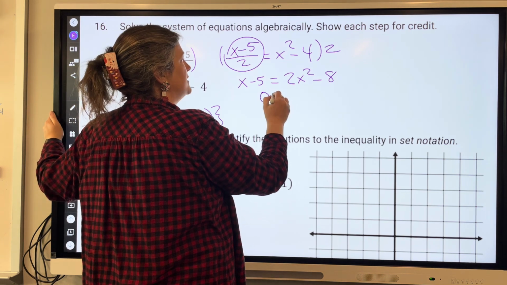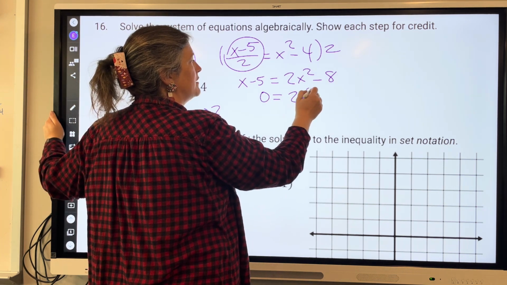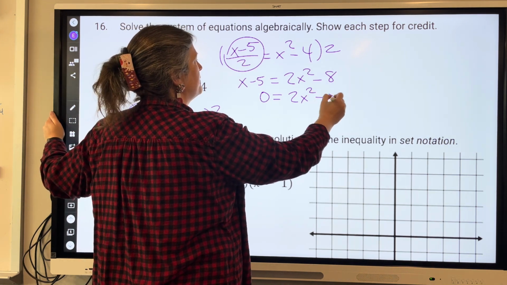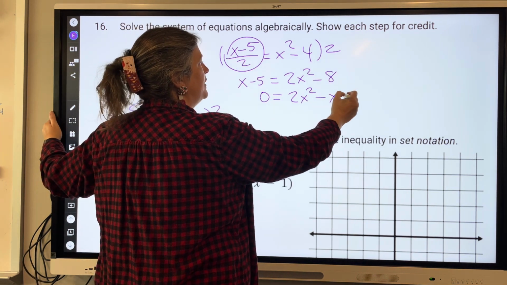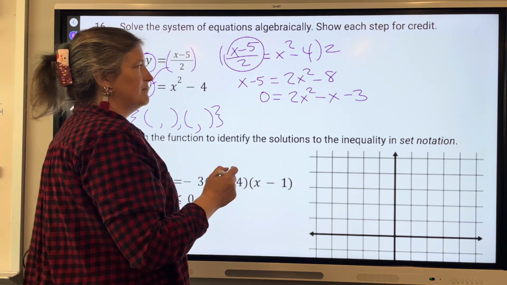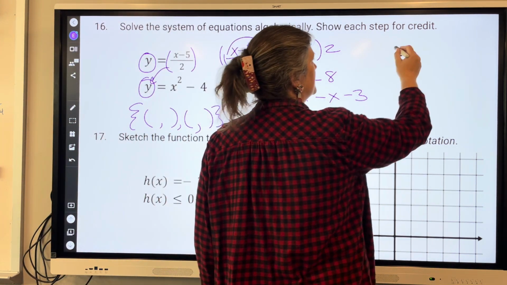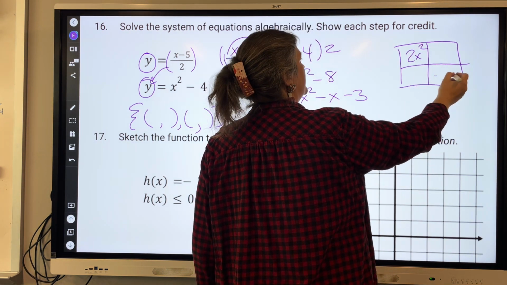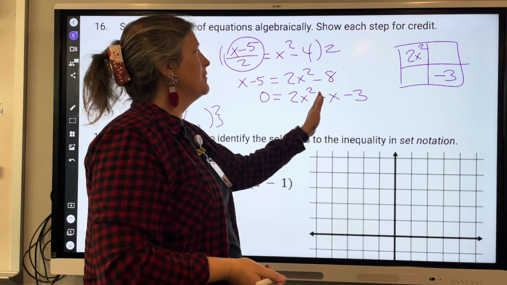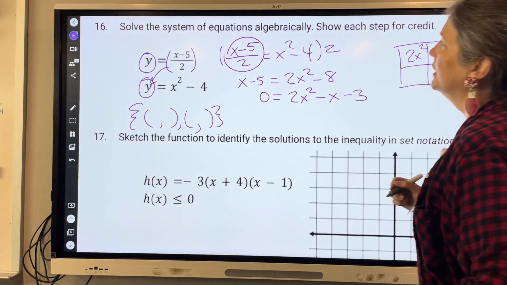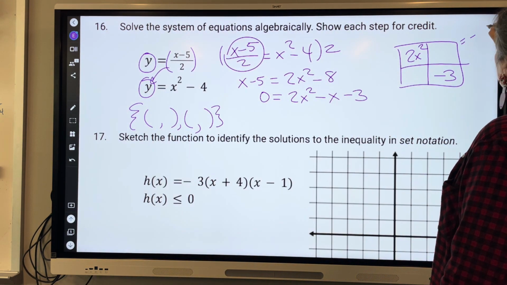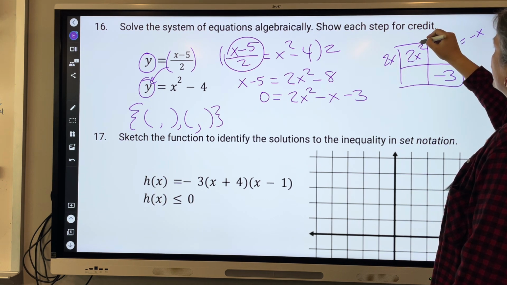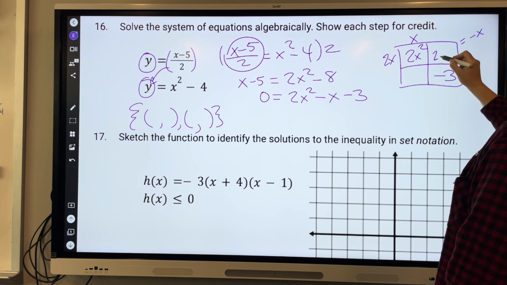So then I'm going to try and get 0 on one side. Since my x squared is already positive over here, I'm going to keep it positive. I'm going to subtract my x and then add my 5, and I get 2x squared minus x minus 3. So now I'm going to try and box it, see if I can factor 2x squared and try and get a minus 3. I don't know how my minus x will play out, but I need it to equal negative x there. So if I have a 2x and an x, then this row will be doubled.